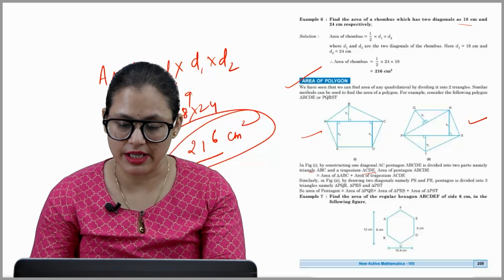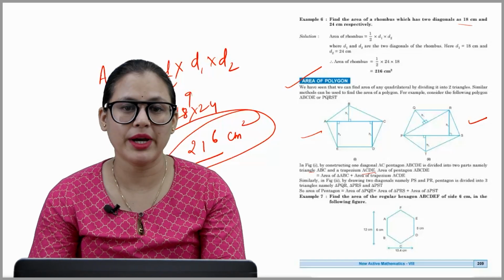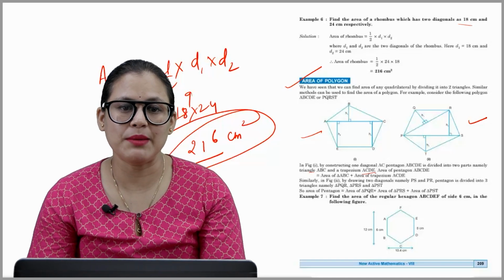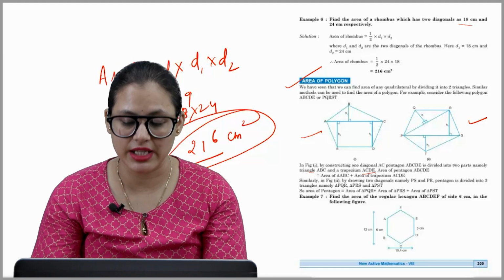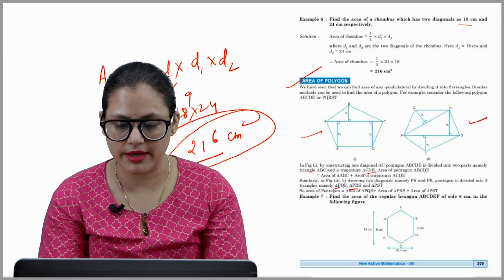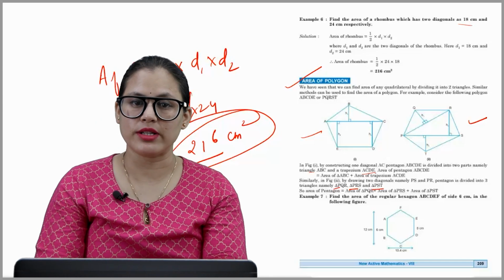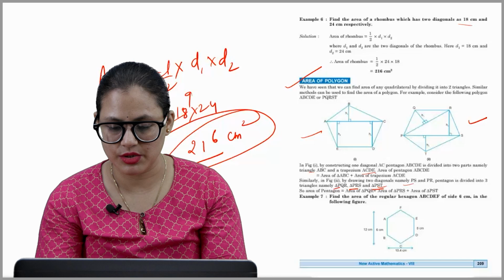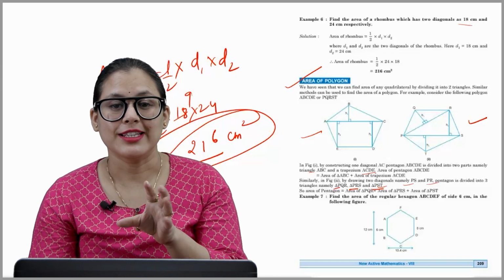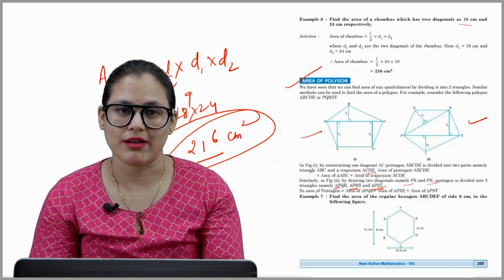Similarly, in figure 2 also, by drawing two diagonals, namely PS and PR, the pentagon is divided into three triangles, namely triangle PQR, triangle PRS and triangle PST. So the area of the pentagon is what? We will add the areas of these three triangles, because we have divided this pentagon into three triangles.